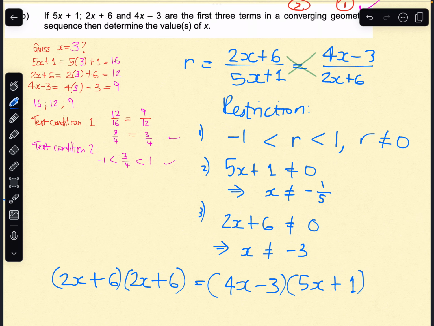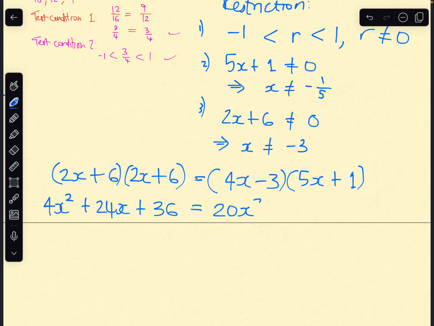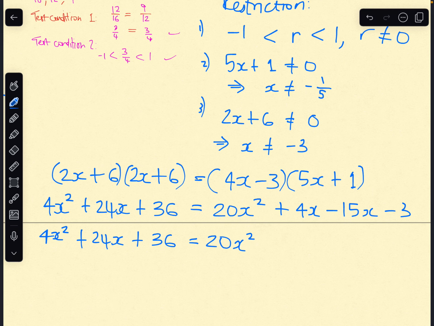Okay, so now we're going to just multiply all of these out. So we've got 4x² + 12x + 12x, so that's 24x + 36. And on this side, we've got 20x² + 4x - 15x - 3. So 4x² + 24x + 36 is equal to 20x² - 11x - 3.